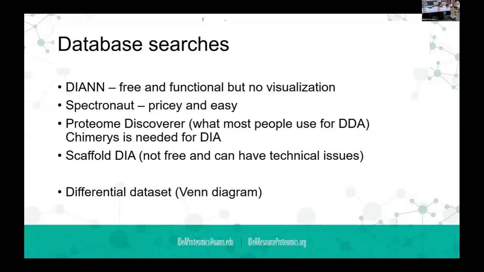I wrote this months ago, so these are kind of cheeky. I said DIA-NN: it's free, it's functional, but there's no visualization. Spectronaut: it's pricey and easy. And PD, which I said most people use for DDA, and Chimerys is needed for DIA. And then Scaffold DIA, we used that exclusively for all our DIA work until it crashed hard in July. We had multiple communications back with them, because our data sets just get bigger and bigger and it really struggles when you have a lot of samples.